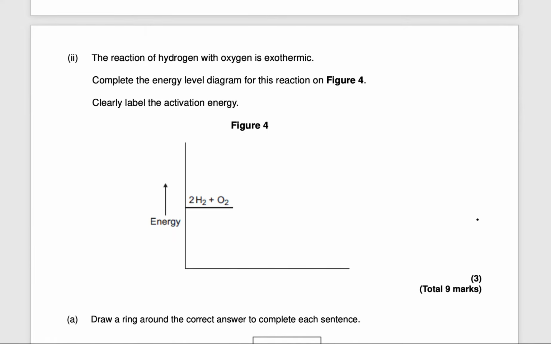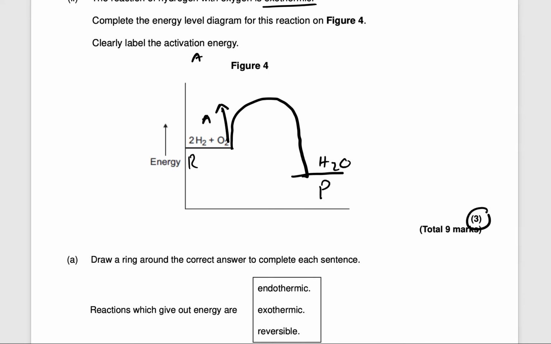Next question. The reaction of hydrogen with oxygen is exothermic. Complete the energy level diagram for this reaction on figure 4. Clearly label the activation energy. It's exothermic, so it's going to be down below. Then you would draw a line such as that. That would be the activation energy. I'm going to label it A. And what you're producing is water, because you have hydrogen reacting with oxygen. These are the reactants, these are the products. Okay, 3 marks for that.